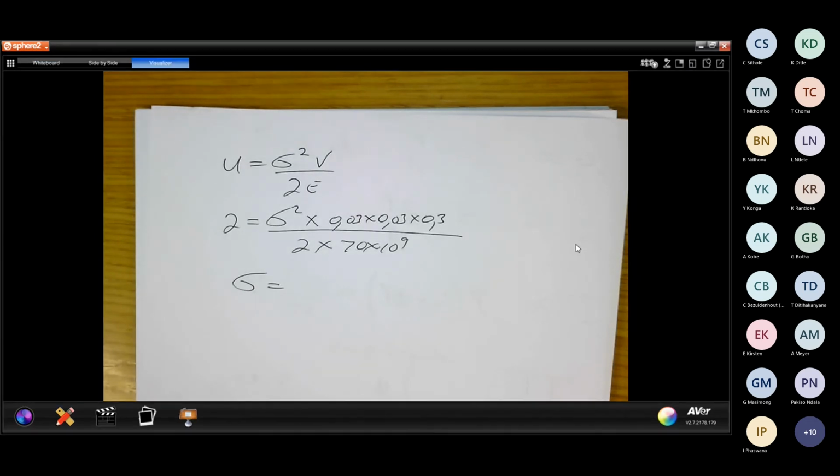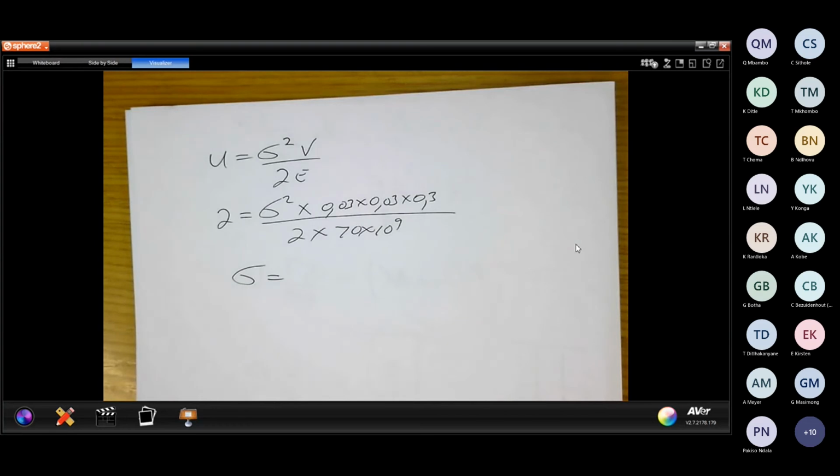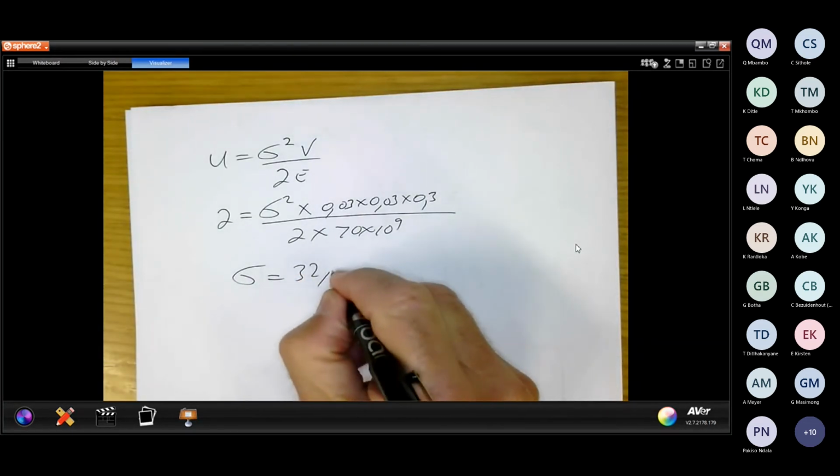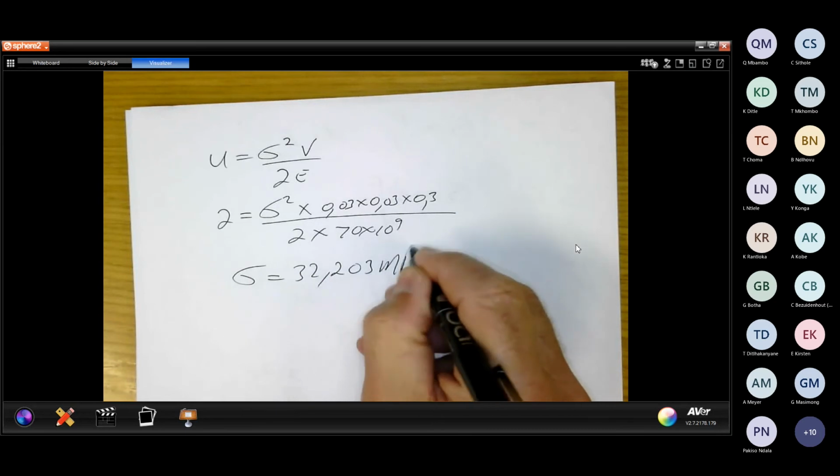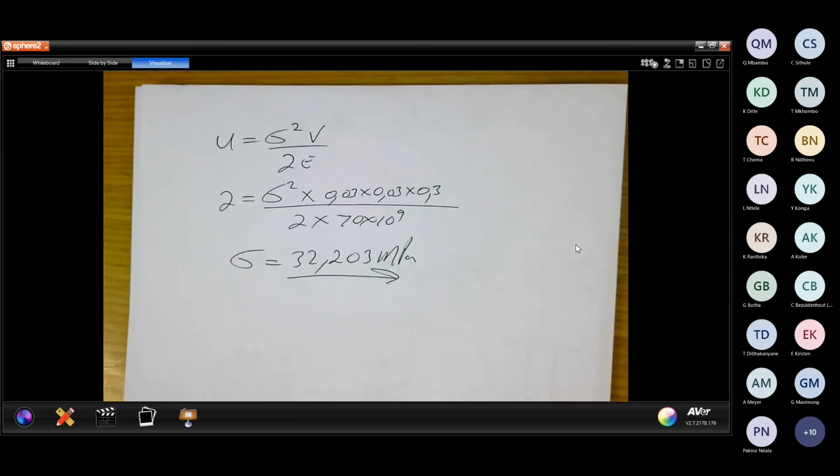Hi, people. Anybody have an answer for me on this one? So I get 32.20 megapascals. Something like that? Yes, sir. 100% correct. Right, that one was straightforward. I think that is maybe too easy for you guys.